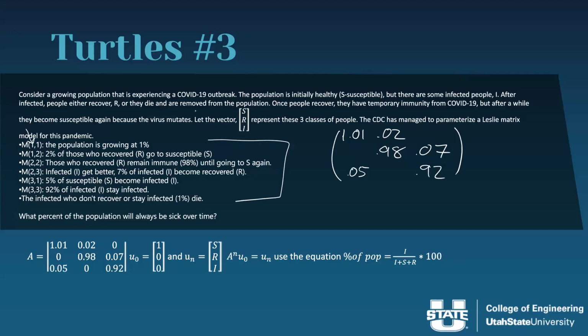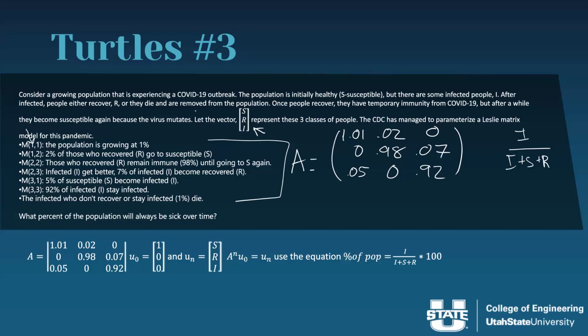It says the infected who don't recover or stay infected die. Just super gruesome. But we're not tracking how many people die, so we're not that worried about it. Okay, so this is my matrix. And then what it is asking me for is the ratio of how many people, what percent of the population, will always be sick over time? So eventually what I'm looking for is I over I plus S plus R as we go to infinity.